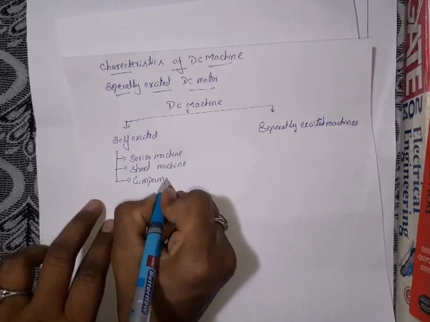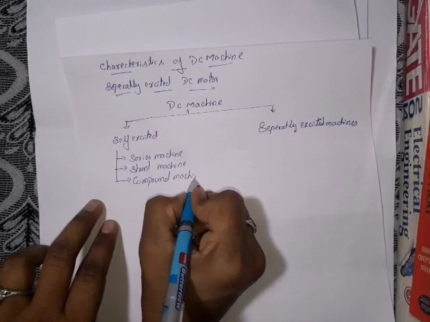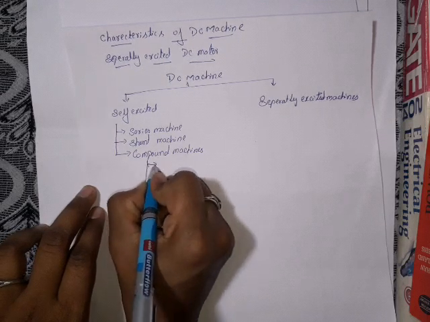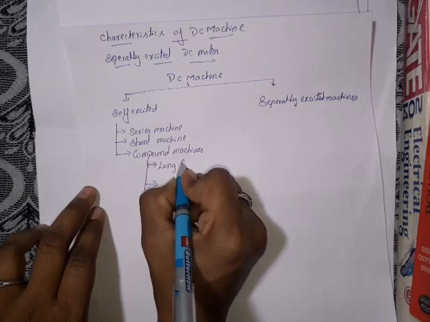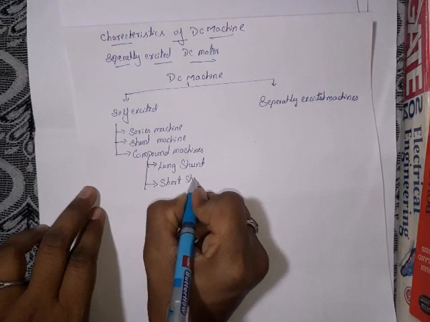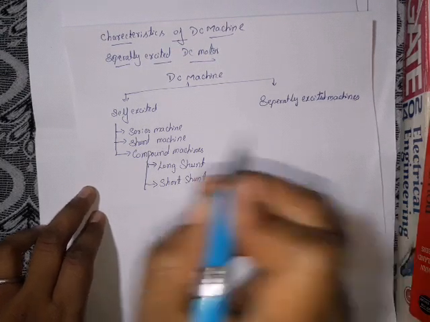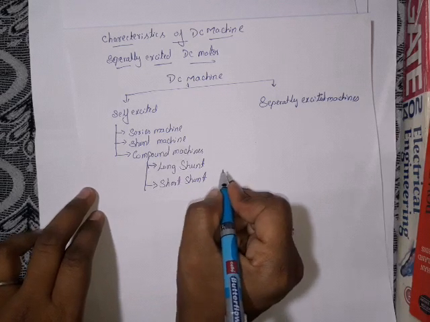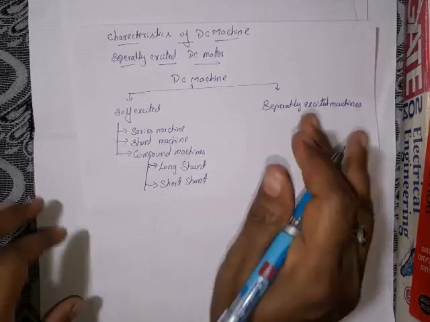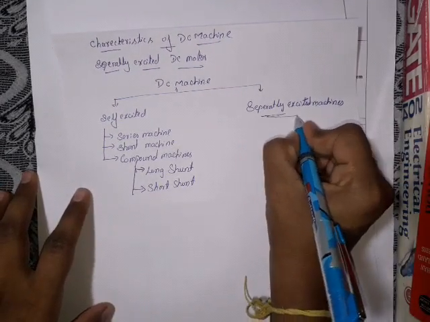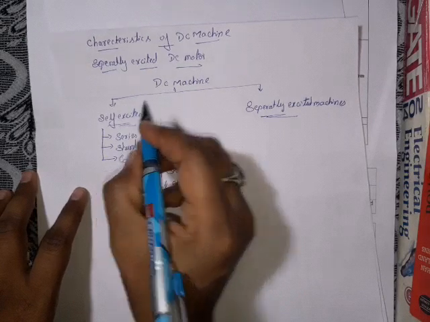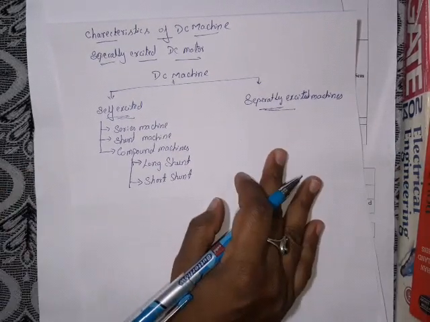Compound machines. Again, in compound machines we have two types: long shunt compound machine, short shunt compound machine. Again, in that we have two different types: cumulative type, differential type. Anyway, these things are not required as a point of exam. Why am I telling this? Because we need to understand what we mean by separately excited machine. So first we'll study self-excited machine so that it's easy to understand separately excited machines.